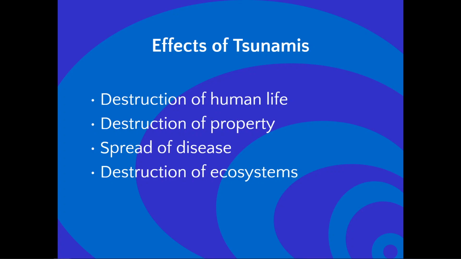All right, it can spread disease. And this is mainly the aftermath. So it's easy for waterborne diseases to be spread due to water contamination. And then you have the destruction of entire ecosystems, because they can literally take away most of the plant life in an area, or any life that is like a terrestrial animal that is on the ground. If it can't get away, it will be destroyed.